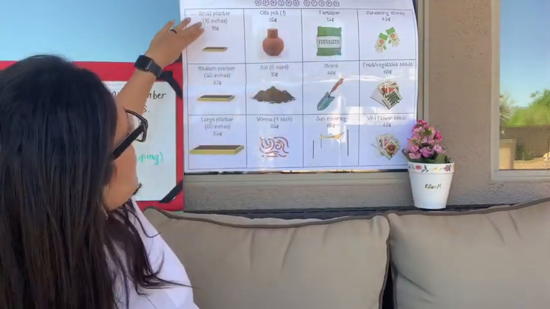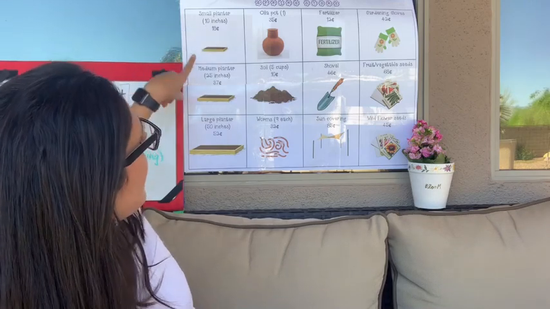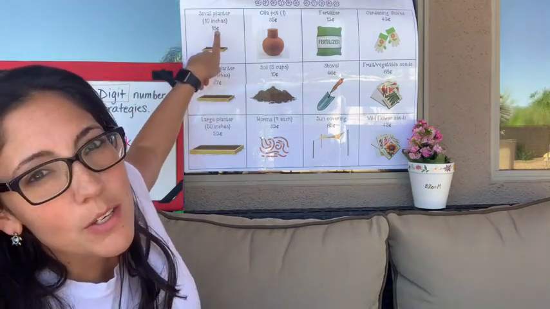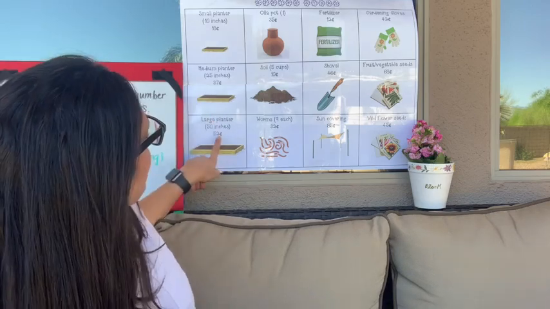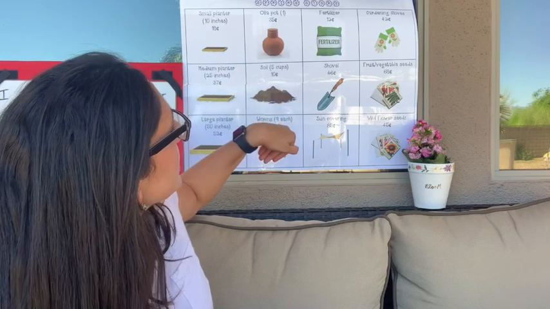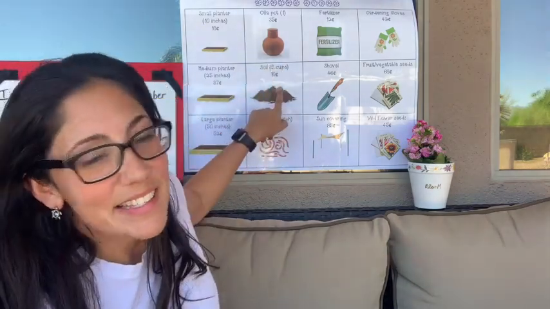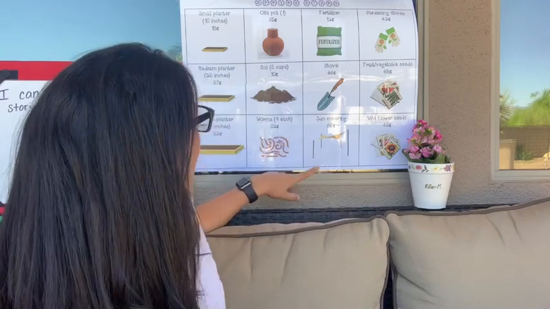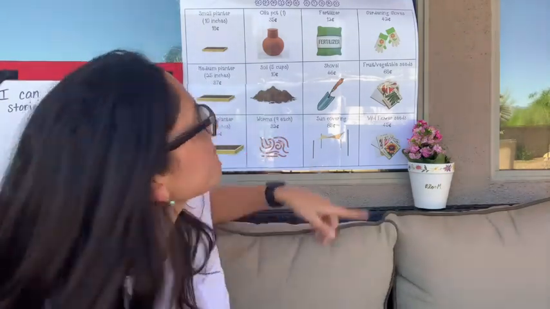So we have a small planter, a medium planter, and a large planter. The small planter is 18 cents. And we can't forget our cents, our unit symbol when we're working today. Our medium planter is 37 cents. Our large planter is 52 cents. We have oil pots that we can purchase, 35 cents each. We have soil bags. Each one has 5 cups in it, and they are 10 cents each. We have worms, and you can get a pack of 9 worms for 32 cents.